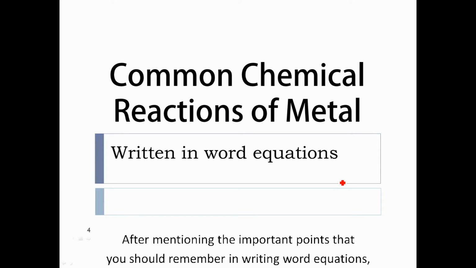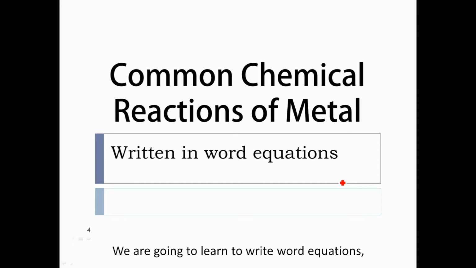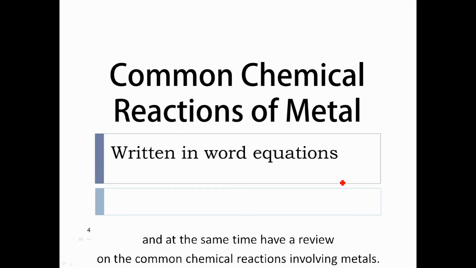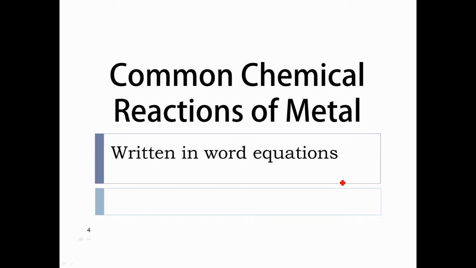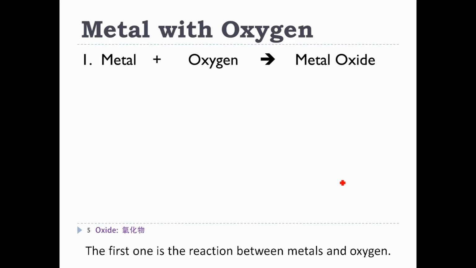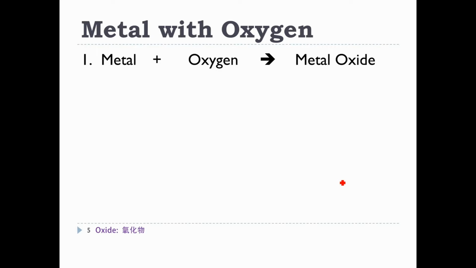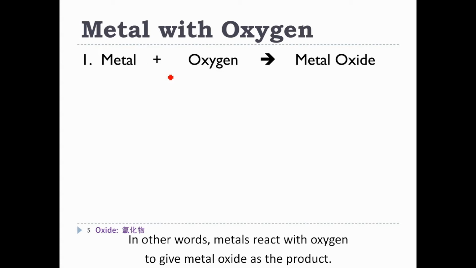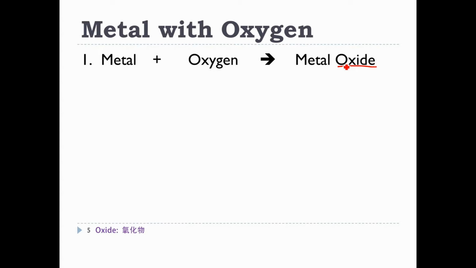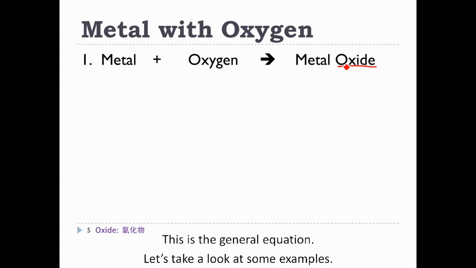After mentioning the important points that you should remember in writing word equations, we are going to learn to write word equations, and at the same time have a review on the common chemical reactions involving metals. The first one is the reaction between metals and oxygen. The product formed in this reaction is metal oxide. In other words, metals react with oxygen to give metal oxide as the product. This is the general equation. Let's take a look at some examples.